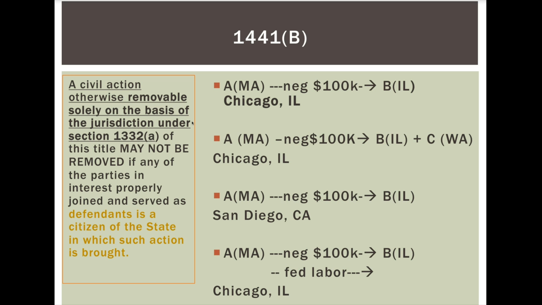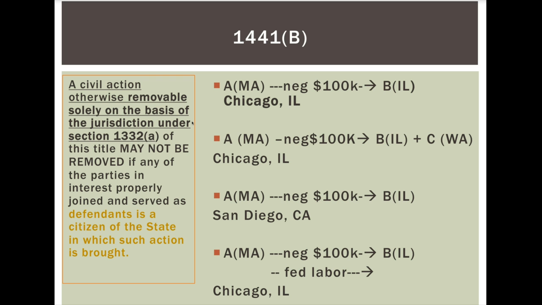Now let's look at situation 3, where we still have complete diversity, Massachusetts versus Illinois, and amount in controversy, but now, because the plaintiff sued in California, that is a different state than the defendant. Because the defendant is from a different state than the forum where it was filed, removal is totally fine. Even though the parties are from the same places as the first situation, this is fine, just because the plaintiff happened to have filed in a location different than where the defendant is a citizen.